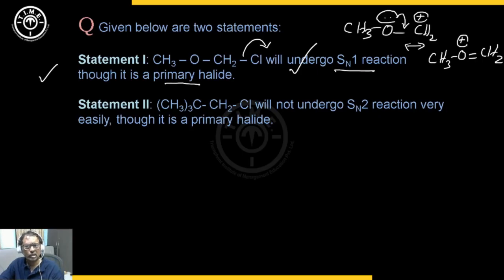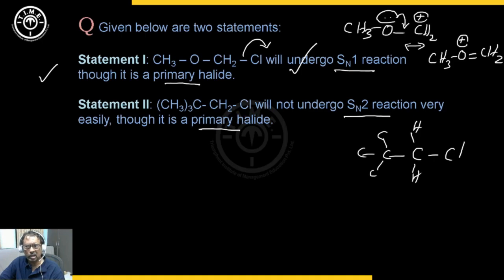Statement 2. Though this is a primary halide, it will not undergo SN2 reaction. Now look at this. How is this? There is a carbon with 2 hydrogens and there is a chlorine. And what do you have here? You have a tertiary butyl group, which is a bulky group. Though we call this primary, among the primary, this is the worst because there is a tertiary butyl group which will block the entry of the nucleophile. So the nucleophile will not be in a position to enter from the side opposite to Cl.